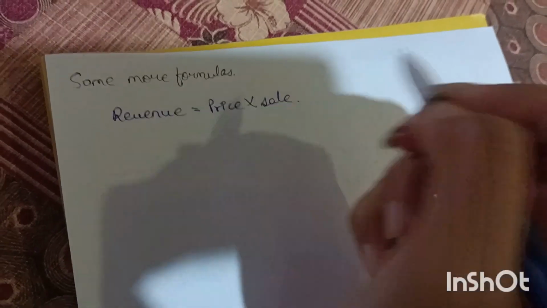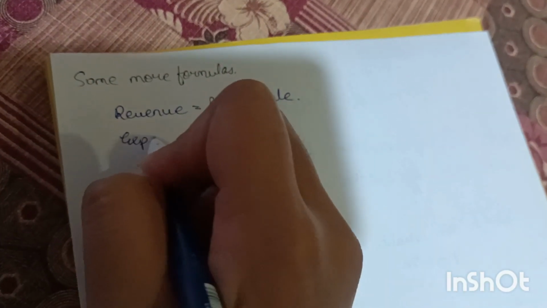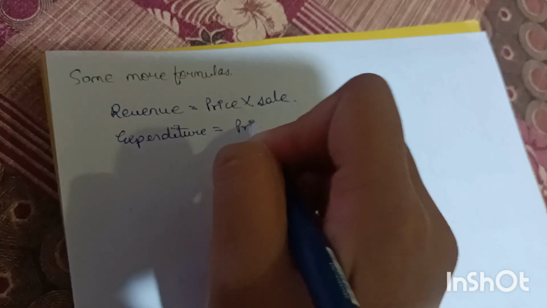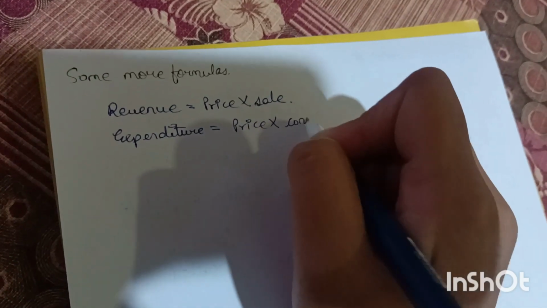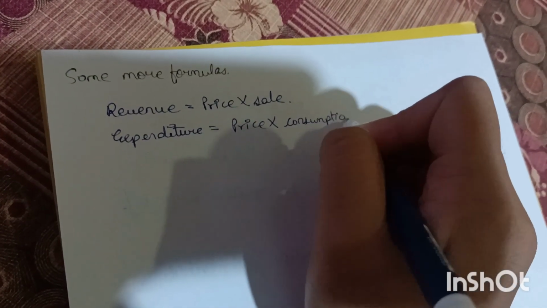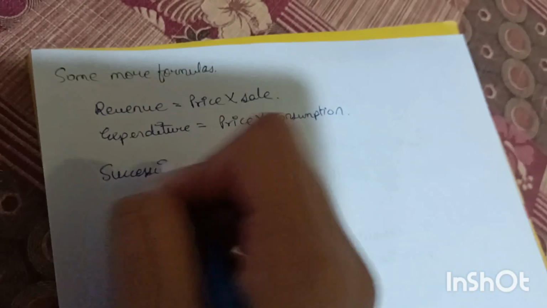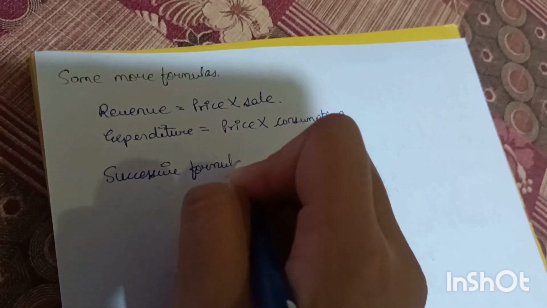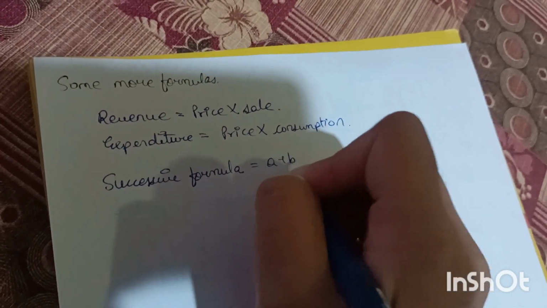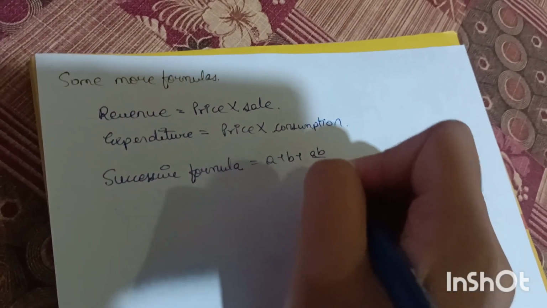So in this chapter there are some more formulas. So they are: revenue equals to price into sale. Okay, then expenditure equals to price into consumption. Then there is the successive formula: A plus B plus AB upon 100.